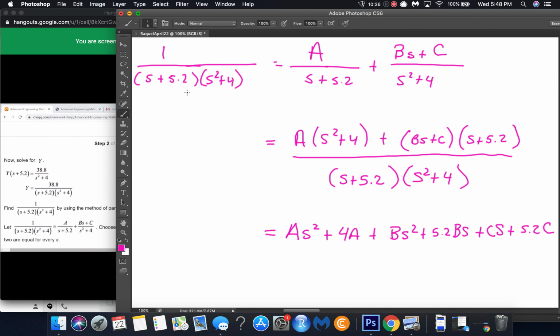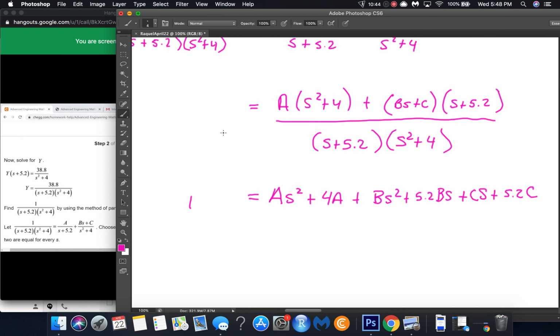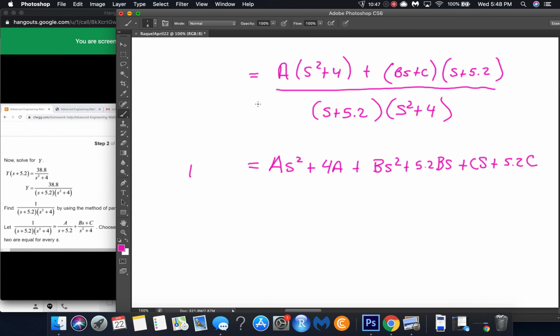Now, since you have the same denominators on both sides, you can get rid of them and just put 1, which is the top number. So what's my system here? Every coefficient of s squared is going to be what? What do you think the coefficient of s squared is going to be? It's 0, very good, because there's no s squared on the left side.